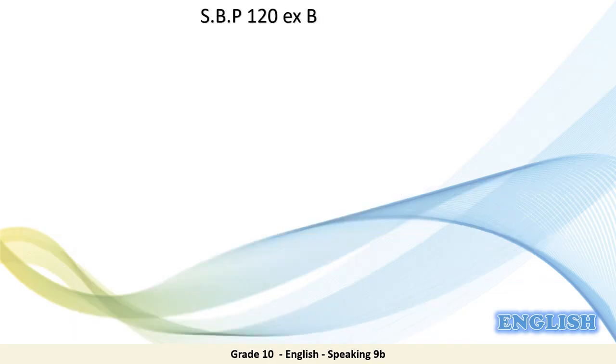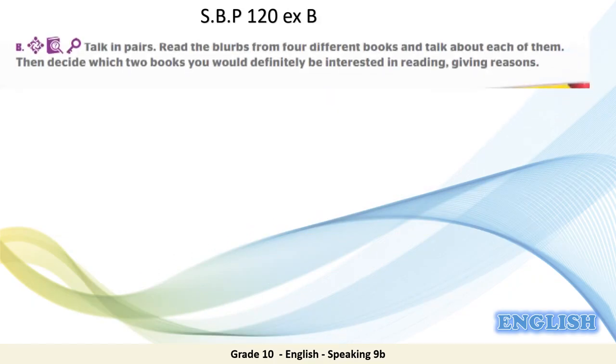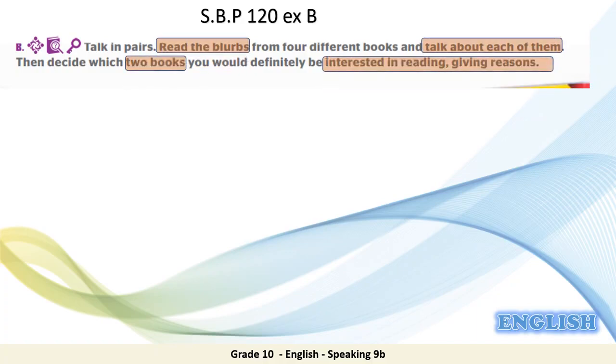Now let's practice together how to talk about different types of books. Please go to your student book, page 120, exercise B. Read the blurbs, and blurbs here means a short description of a book. Read the blurbs from 4 different books and talk about each of them. Then decide which 2 books you would definitely be interested in reading, giving reasons.